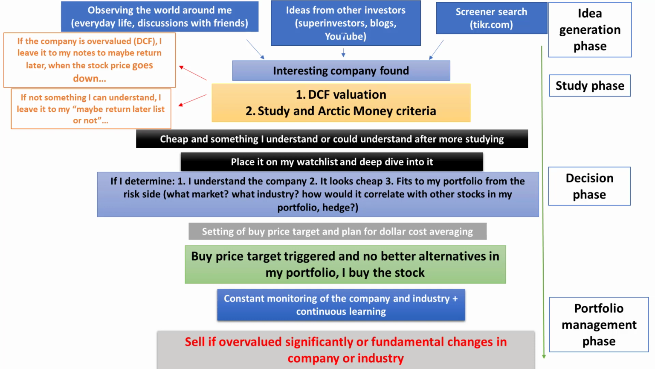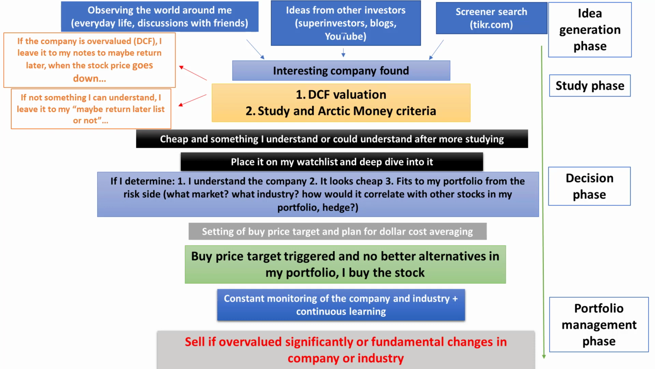We have on the left hand side from the yellow box, we have two orange text saying that if the company is overvalued according to my discounted cash flow valuation, I leave it to my notes to maybe return later when the stock price goes down. Obviously, if it's too expensive by a big margin, I'm not going to spend any more time on that. I just say that the stock is way too expensive, so no reason to dig any deeper at this point, and maybe let's return later when the stock price has moved down.